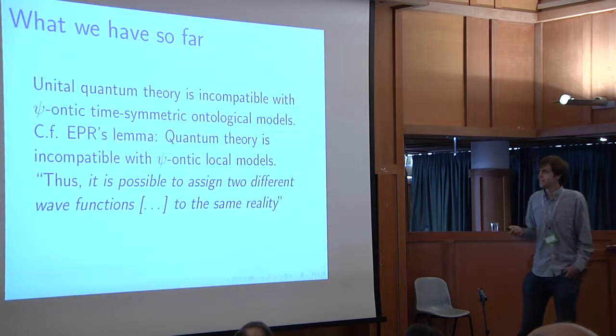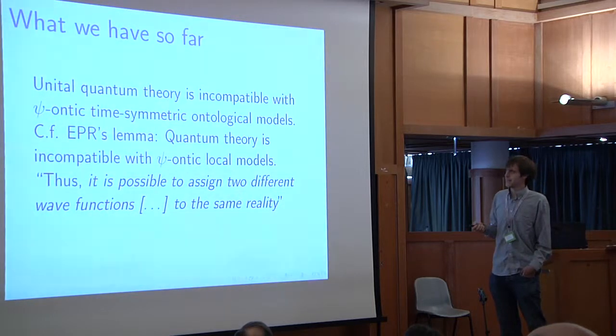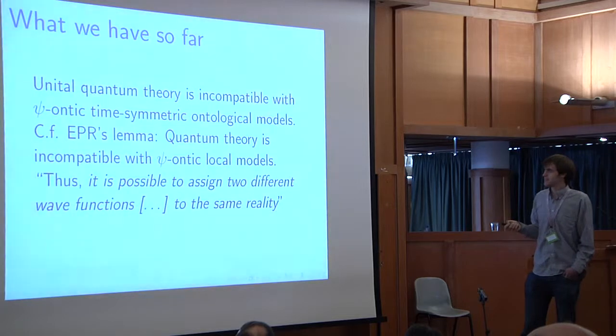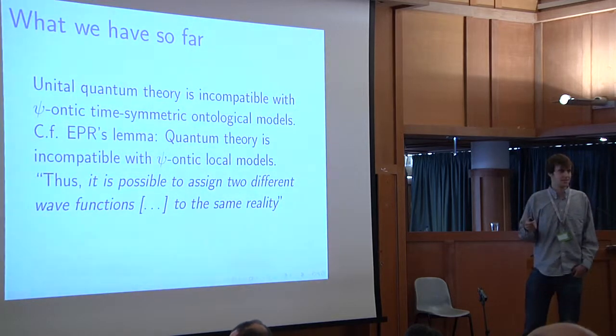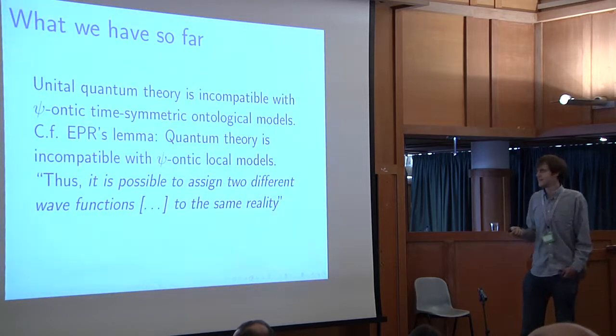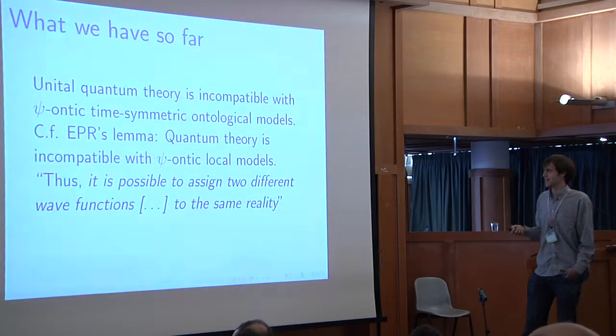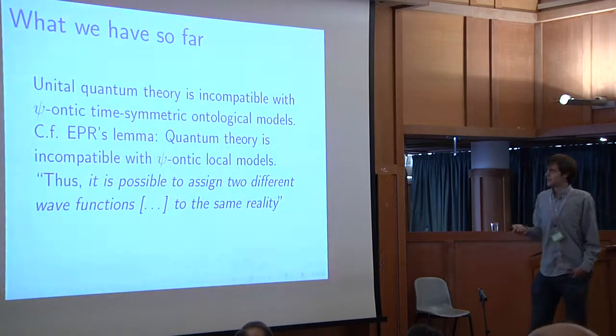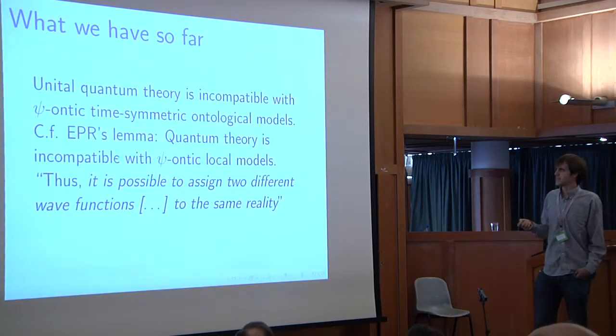And you can compare that to something that I'm calling here EPR's lemma, something they happen to mention. They're trying to argue that the quantum state is an incomplete description of reality, but along the way, they essentially prove that under an assumption of locality, it's possible to assign 2 different wave functions to the same reality. So when Matt and I saw this, we thought this is really interesting, because they've managed to get as far as the kind of EPR version of the argument.